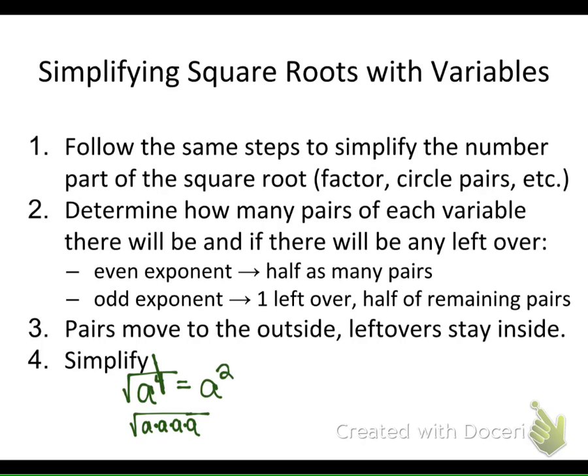So basically, if you have a to the 4th, it's basically writing out a times a times a times a, 4 times. Well, what do we do with our factors then? We circle the pairs, right? Each pair cancels and moves to the outside. So how many a's would I have on the outside? 2. So what's another way of writing a times a?